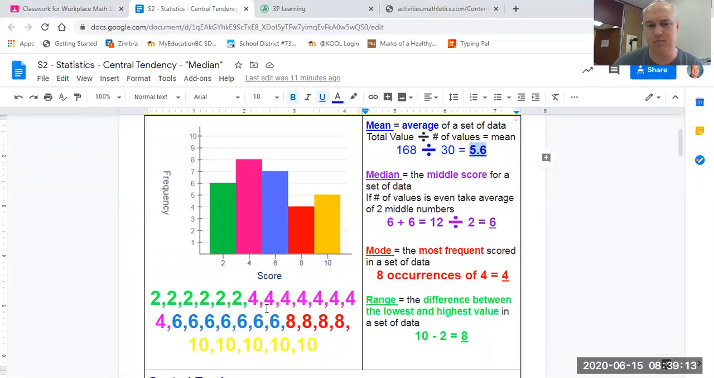This number makes sense because it falls somewhere in the range of the values between 2 and 10. If the mean was 1 or the mean was something greater than 10, well, that doesn't make any sense. But this does make sense here.